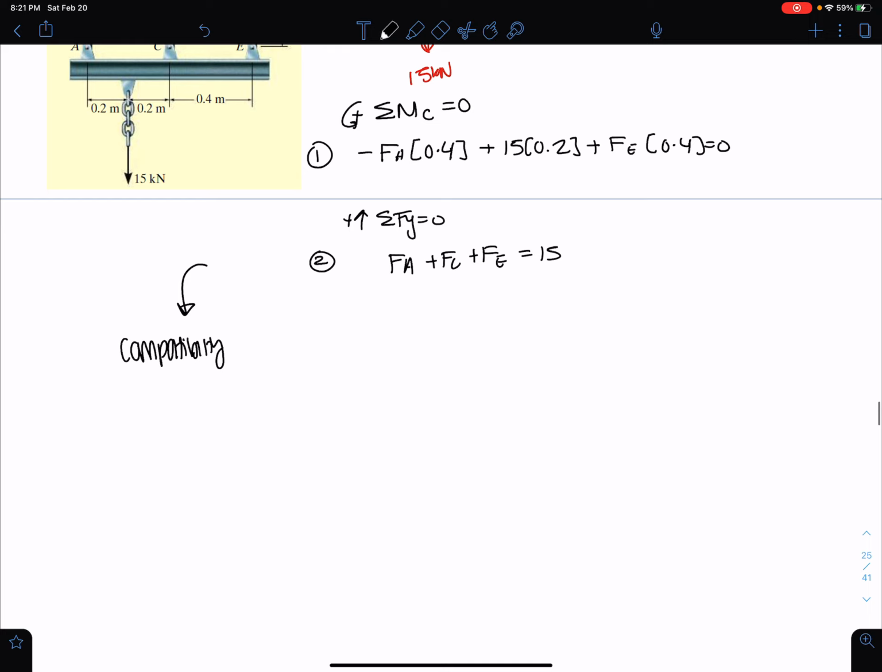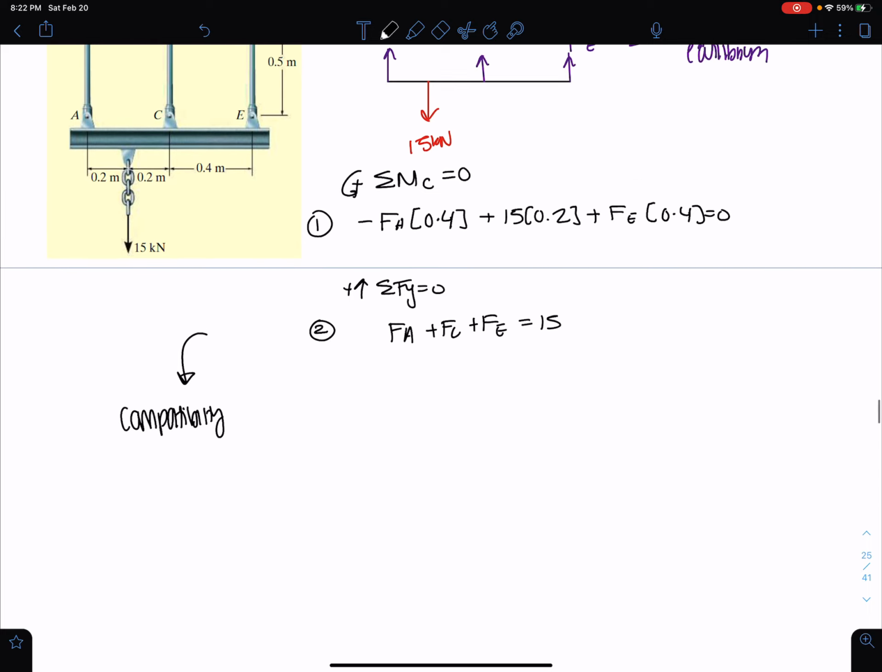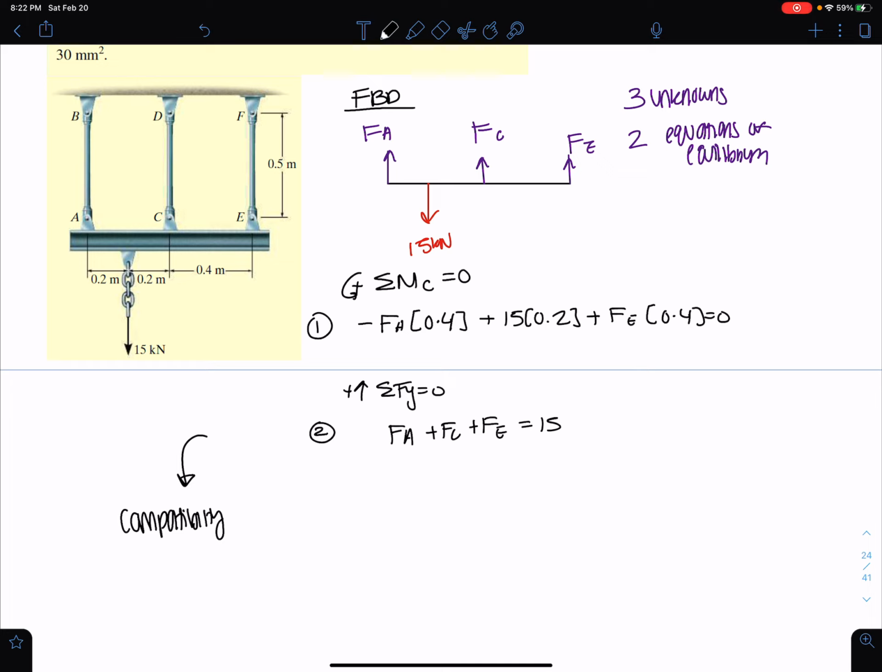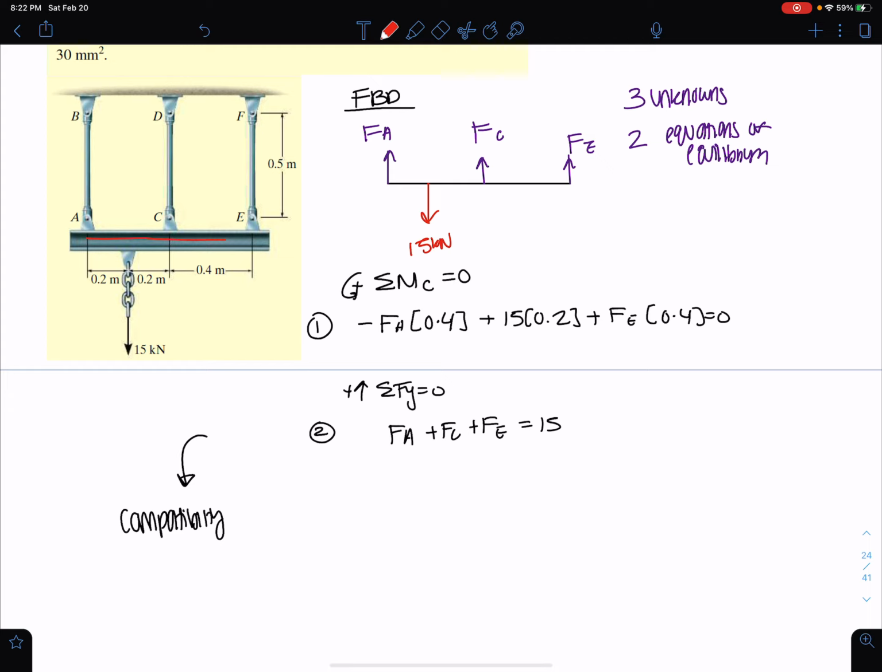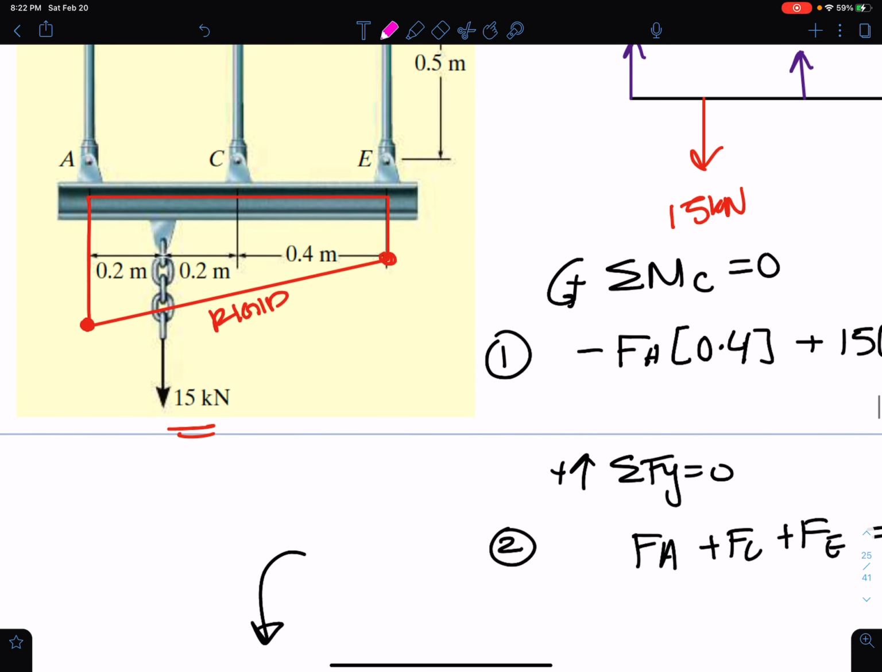Okay, so how can I use compatibility to figure out what's going on here? So basically what I can do is I can relate my displacements at E, C, and A using similar triangles. So here I have the rigid bar, and I know that point A is going to move down by some displacement, and I know that point E is going to move down by some displacement, but E is going to move less because the 15 is closer to point A. And then I know that that's a rigid bar, so it's not going to deform, right? And what I want here is the force in each system, but now I can use these triangles to relate what's going on.